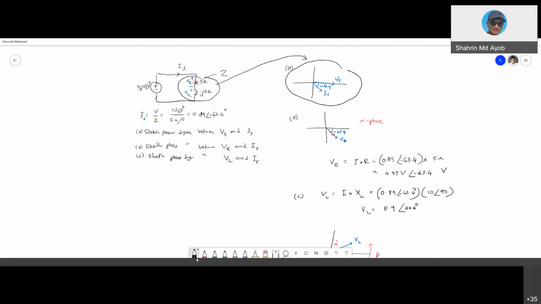But when we look at the particular elements, for example the resistor, this one, and the inductor, this one. But for the total here, which is R plus jXL, then you need to use this one, referring to this phasor.